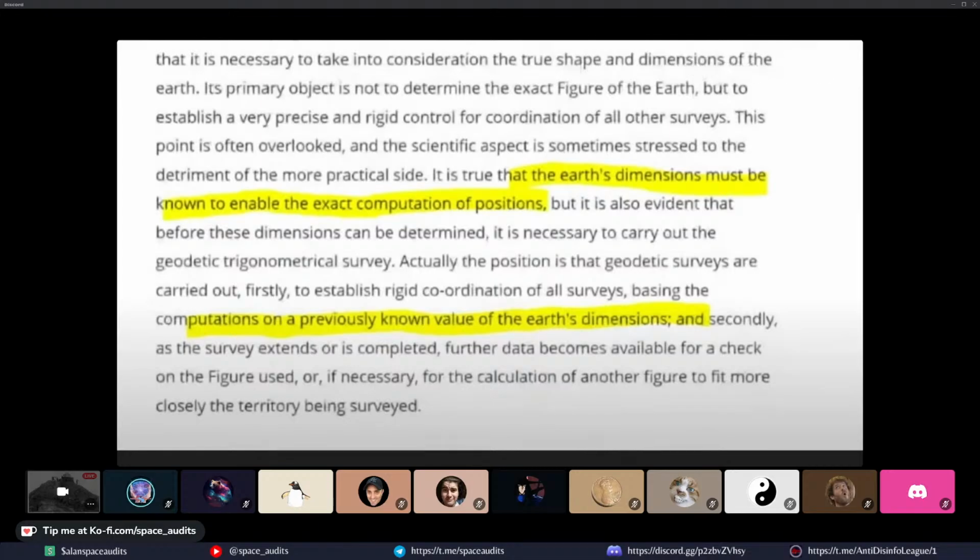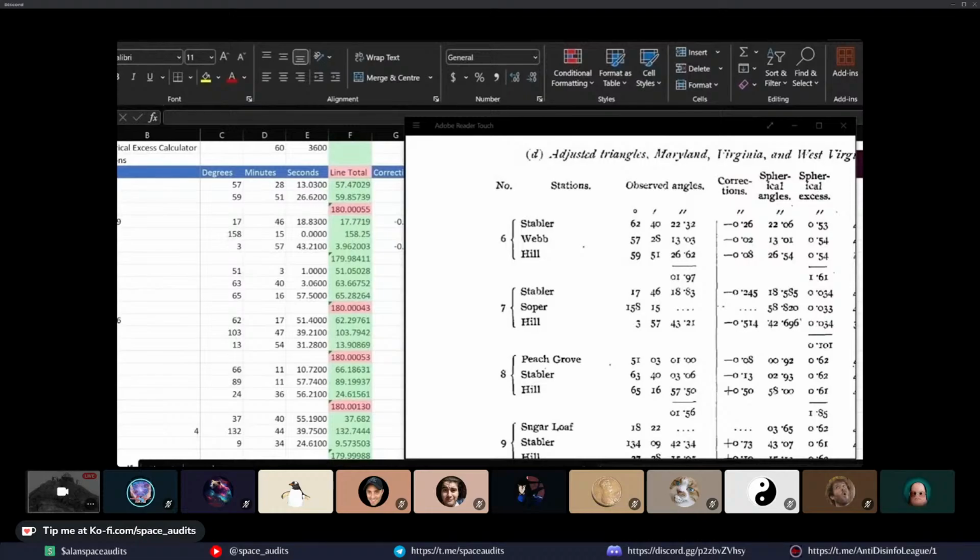Jeez. The position is that geodetic surveys are carried out to establish rigid coordination of all other surveys based on computations on previously known values of the Earth's dimensions. So essentially, they have mathematically forged sphericity, and now they're going to go measure that sphericity using the same calculations. Let's see if that's what they're actually going to do. And we'll do that simply by adding up the measurements that they took.